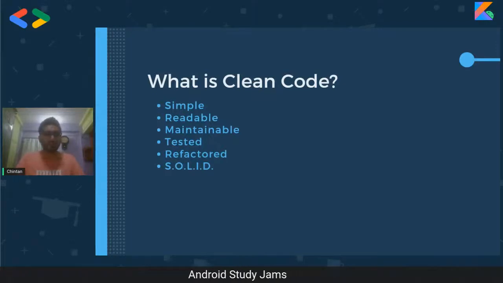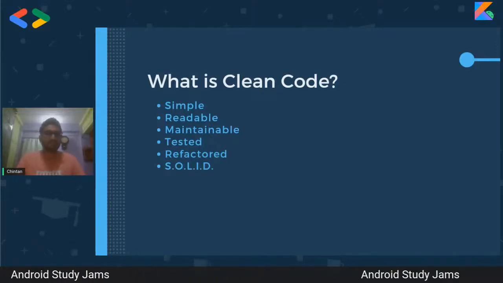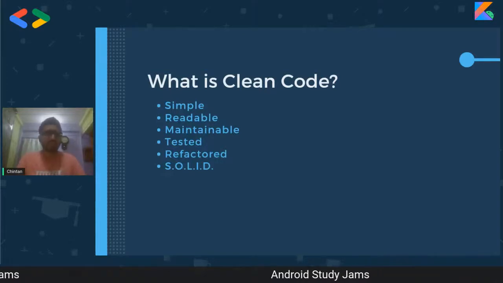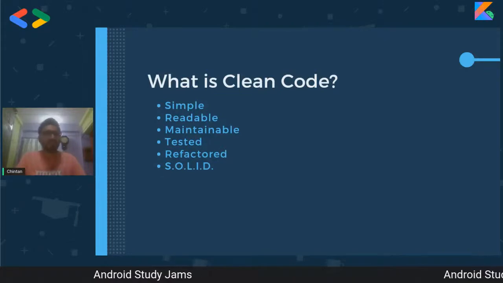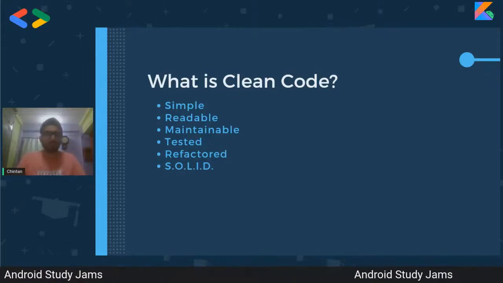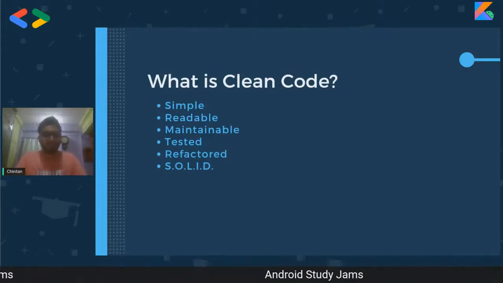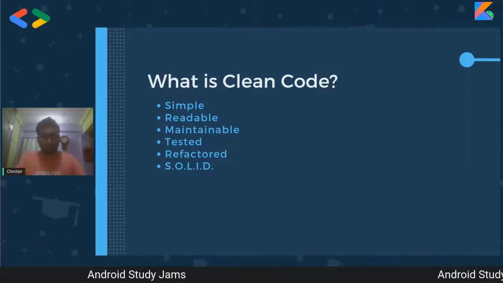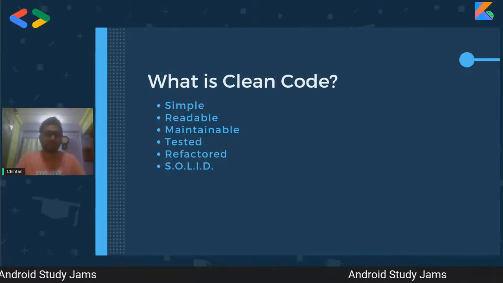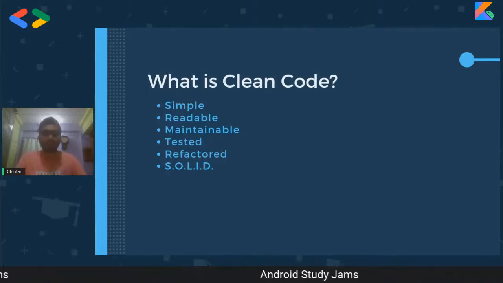Then comes refactoring. Generally, refactoring is the thing which the developer avoids once the testing is done, or once the code is submitted, or once the application is published. But refactoring is also an important part of your clean code writing structure. So why is it important?